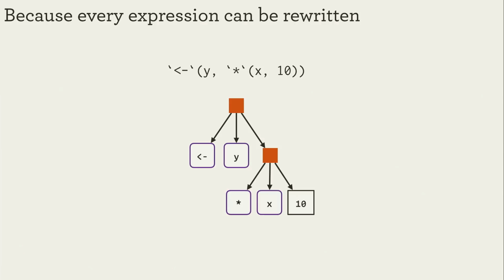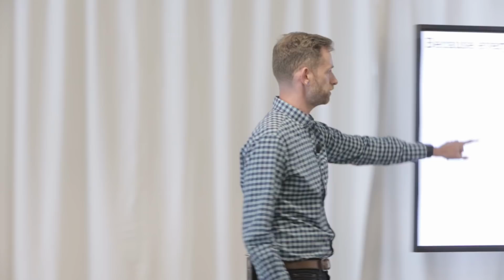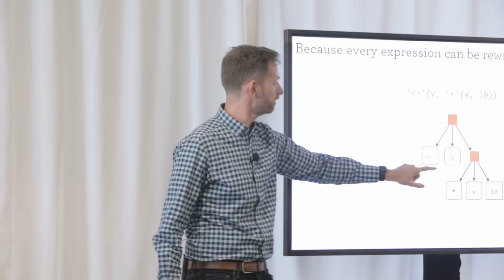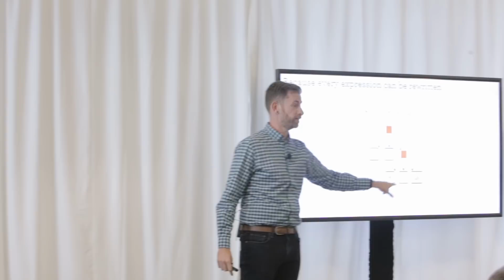Now, if the name of the function is something weird, like assignment arrow or multiplication, you have to put it in between backticks. But you can rewrite any R expression in this way. And so again, you can just read this tree like we did before. We've got two function calls. The first function call is the assignment arrow. It's going to assign the reference y to the value, which is the result of computing x times y.